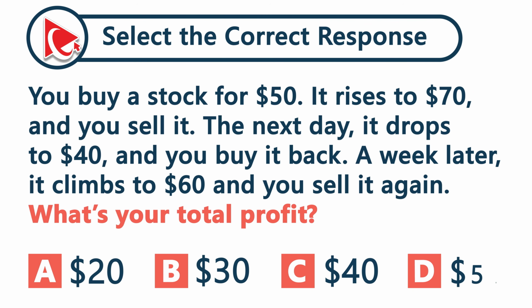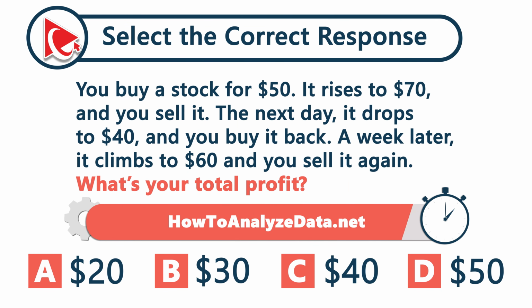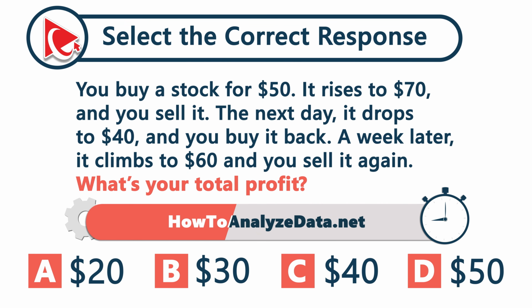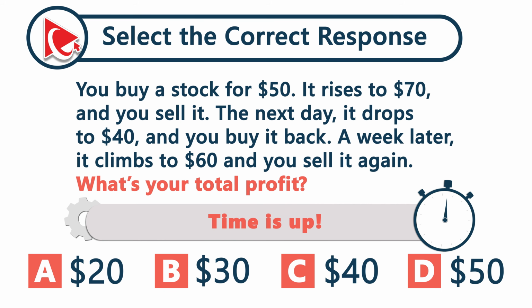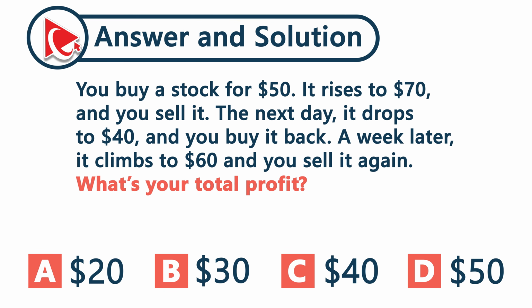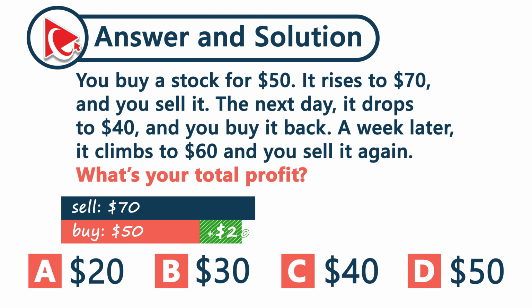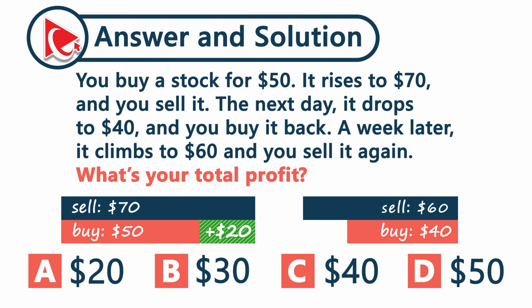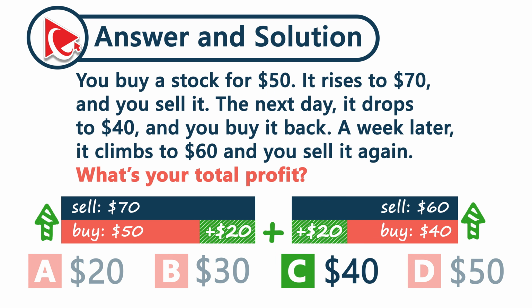You buy a stock for $50. It rises to $70 and you sell it. The next day it drops to $40 and you buy it again. A week later it climbs to $60 and you sell it again. What is your total profit? Let's break it down. You made your first move when the stock rose from 50 to 70, and that's a $20 gain. Then you bought it again at 40 and sold at 60, earning another $20 profit. Each trade is independent, so each one was profitable. And the correct answer here is choice C, $40.